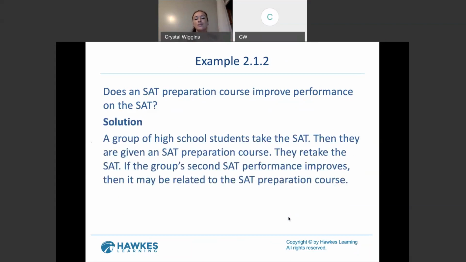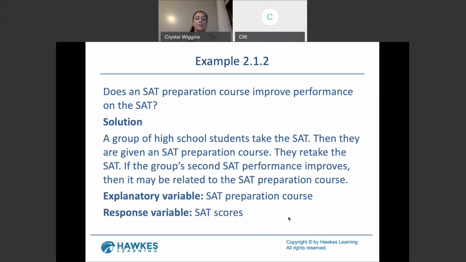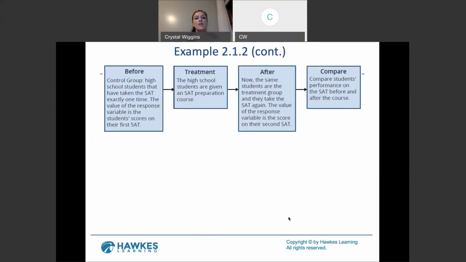So a group of high school students take the SAT. Then they are given an SAT prep course. They retake the SAT. If the group's second SAT performance improves, then it may be related to the prep course. The explanatory variable would be the prep course, and the response variable would be the scores. So before would be the control group.